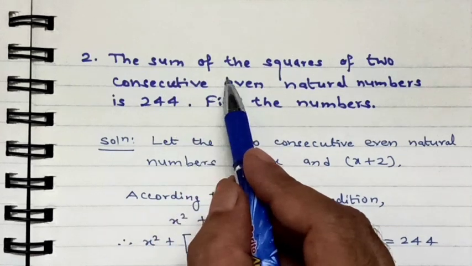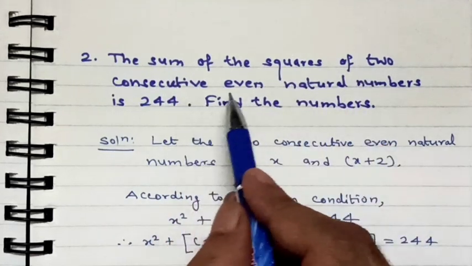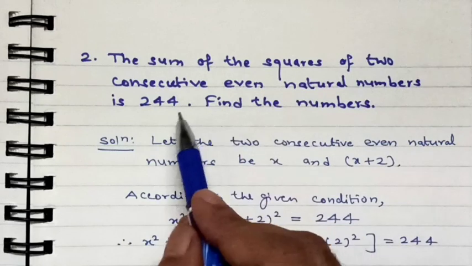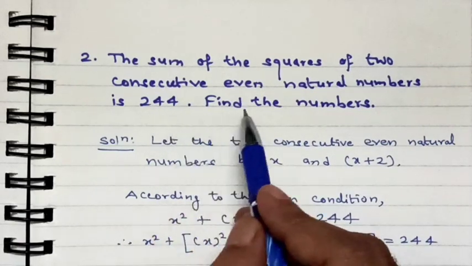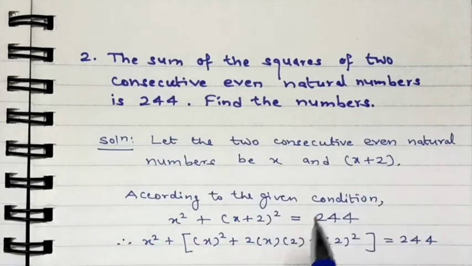Question number 2. The sum of the squares of two consecutive even natural numbers is 244. Find the numbers. My dear students, in this question we are talking about even natural numbers, so you can say consecutive even natural numbers. You know that the difference between any two consecutive even natural numbers is 2.